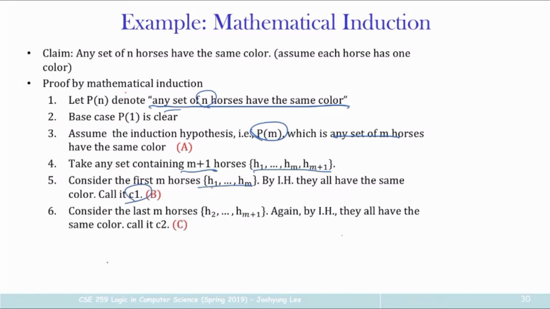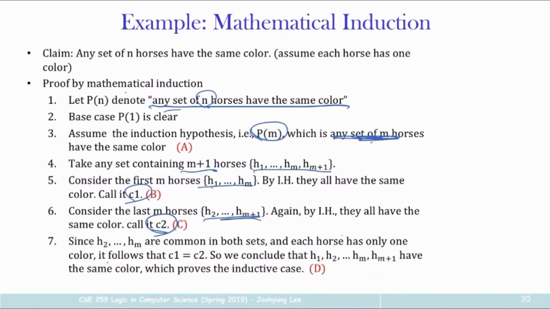Now take the next group, from H2 to Hm plus 1. How many horses are there? M plus 1? I just shifted by 1, right? From H2 to Hm plus 1, there are still m horses. By the induction hypothesis, that also applies to this set, so it also has only one color. Call it C2.